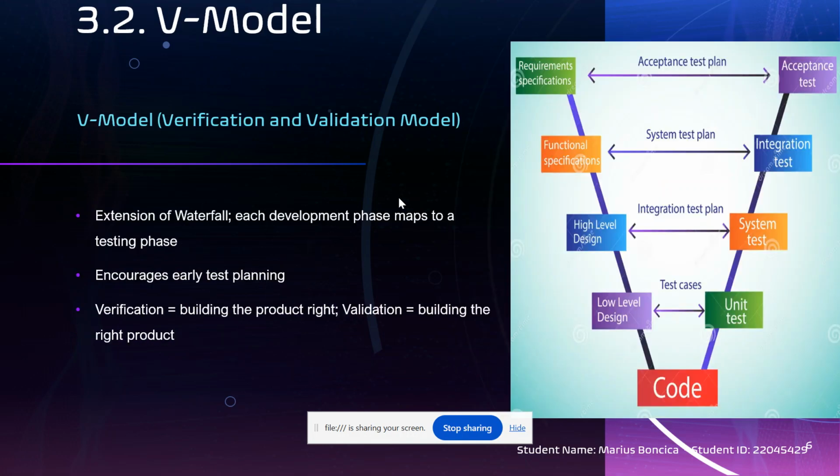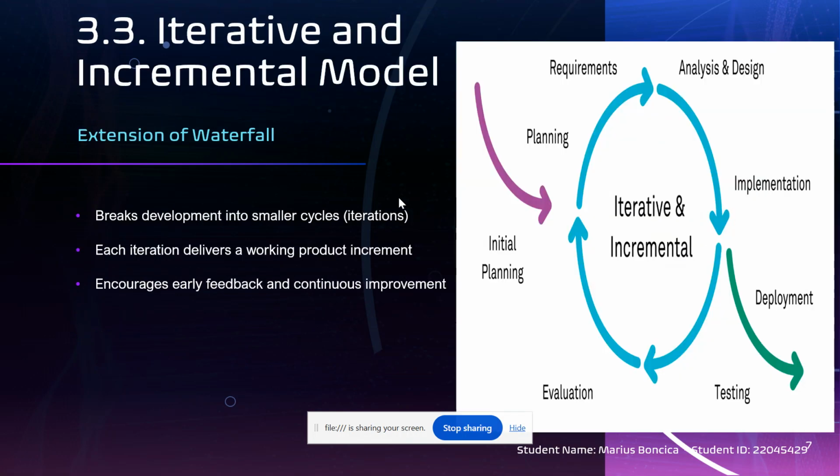The V model, called the verification and validation model, is an extension of the waterfall model, and each development phase maps to a testing phase. It encourages early test planning, and verification means building the product right, while validation means building the right product. The iterative and incremental model breaks the development into smaller cycles, basically iterations. Each iteration delivers a working product increment, encouraging early feedback and continuous improvement.